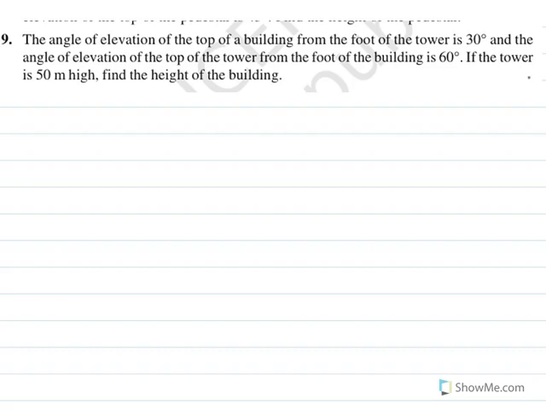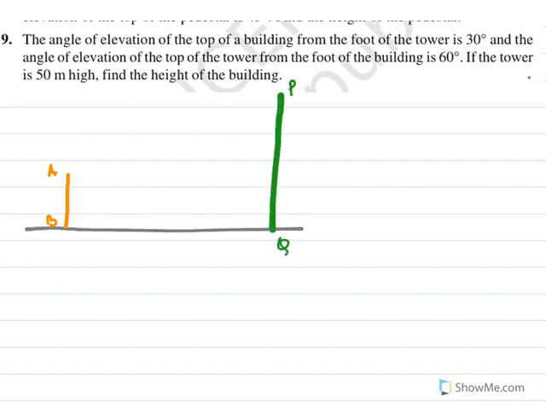Now for the next one, again, as we read, we will draw the diagram. The angle of elevation of the top of the building from a foot of a tower is 30. So we require a building and a tower. So we have the ground here. On one side we will draw the building. Say this is the building here. We'll mark it as AB. And then we have the tower. So we'll draw one huge tower here, and we will mark this as PQ.